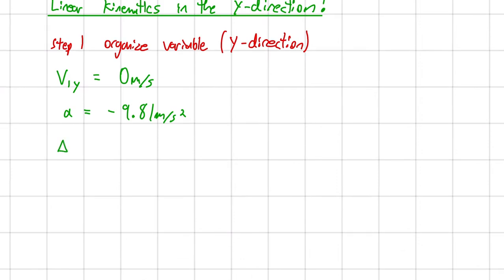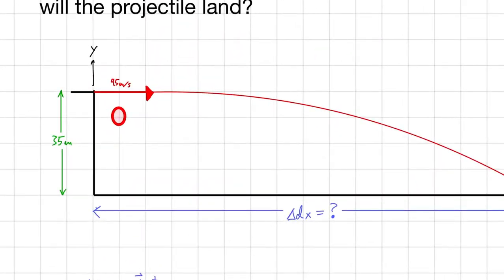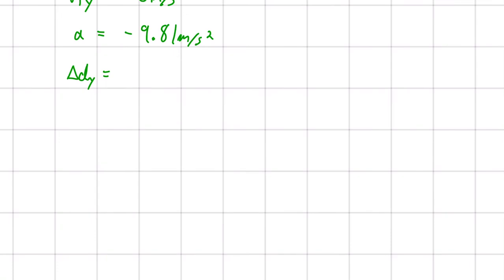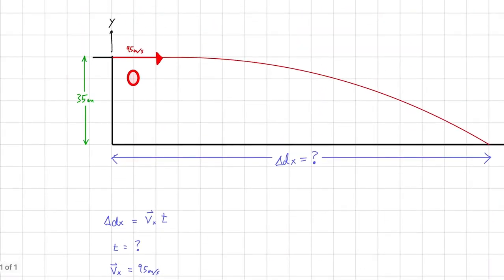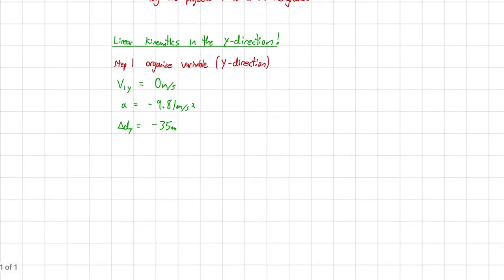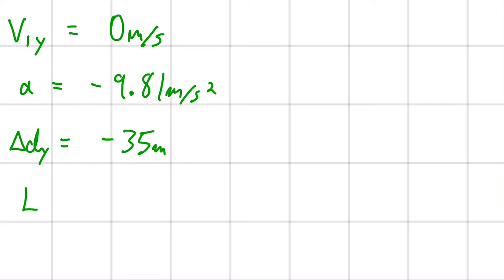And then another variable that we know is the change in position. So remember, this is just in the y direction, so delta d y. Well, that's this value. So the change from the time we start measuring to the time it hits the ground is going to be traveling this distance. So negative 35 meters because it's down, right? This is from where the object is released to the ground, down 35 meters. And then the variable that we don't know that we're trying to find is time.